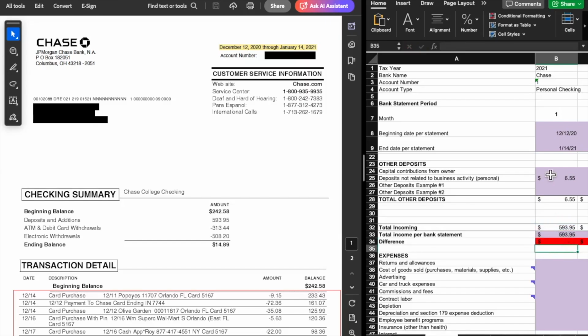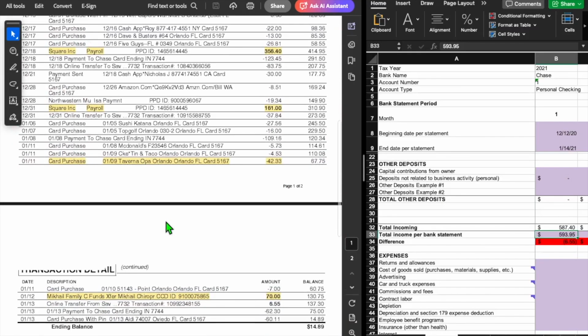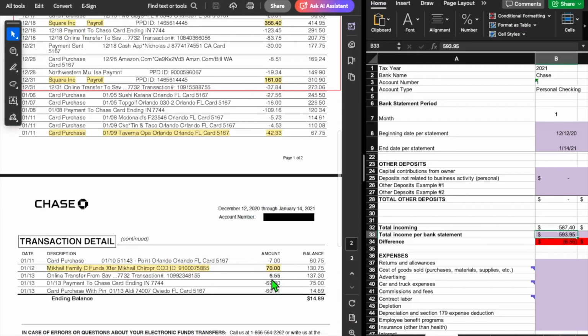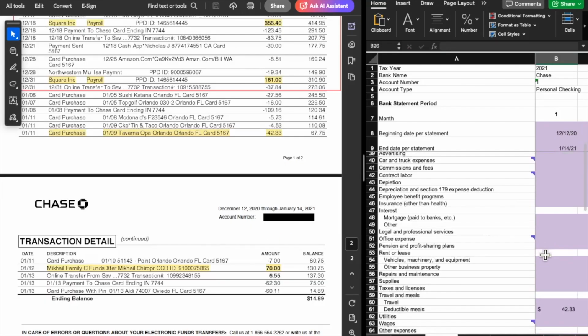We're not missing any items to enter into our summary. But if, say, I forgot to put this 6.55, it'll tell me, "Hey, the total for your bank statement does not match the total that we're adding up here. You're missing something." And then I would go back and check to see what I'm missing. What I'm missing is the 6.55, so I'll put it there. Now we reconcile. Now moving on to the expense portion.